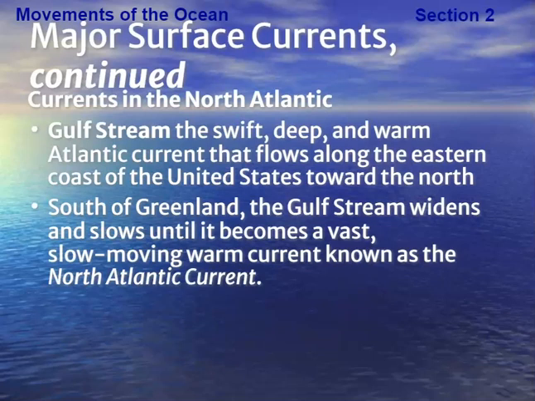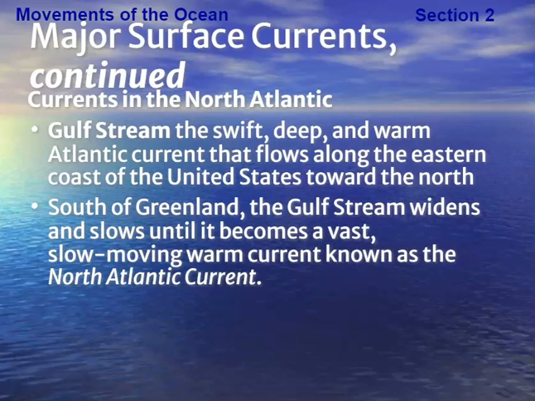Currents in the North Atlantic. I talked a little bit earlier about how we have warmed water from the equatorial regions that moves northward along our eastern coast. That current is called the Gulf Stream. The Gulf Stream is very fast moving. It's fairly deep as far as it being a surface current, and it moves warm Atlantic water northward.